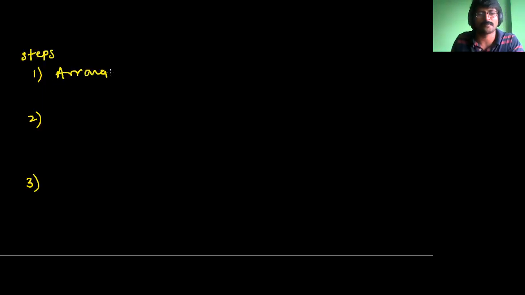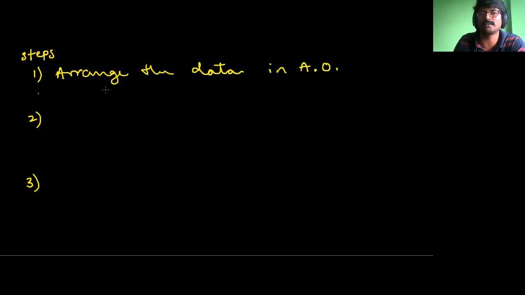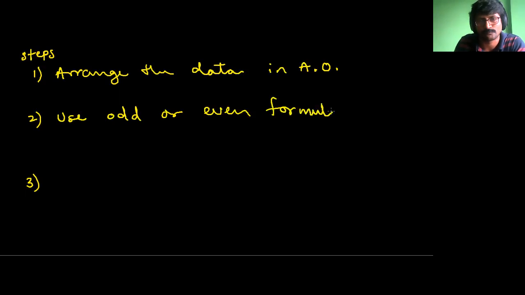So median, first of all, is done in 3 steps. What are the 3 steps to calculate the median? First step, arrange the data in ascending order. Keep writing. Arrange the data in ascending order. First of all, arrange the data in the ascending order. Then use the odd or even formula. Now, what is the odd and even formula? I'll just teach you. And then find the observation. It's very simple.